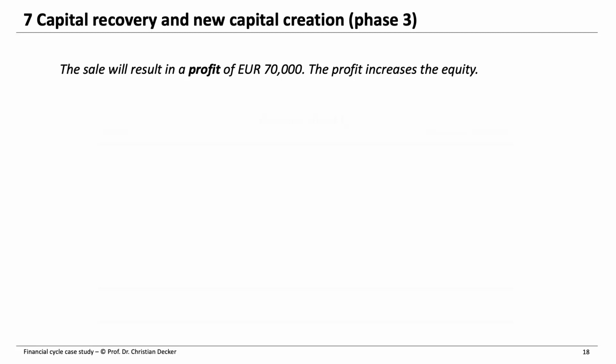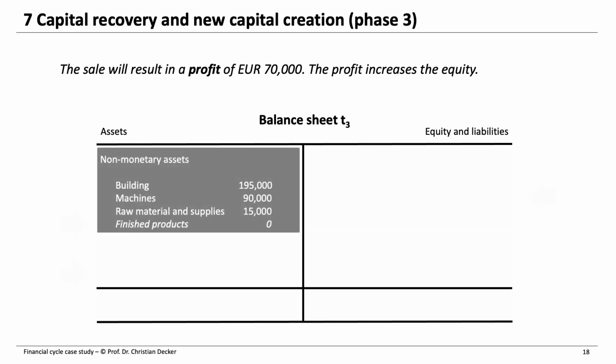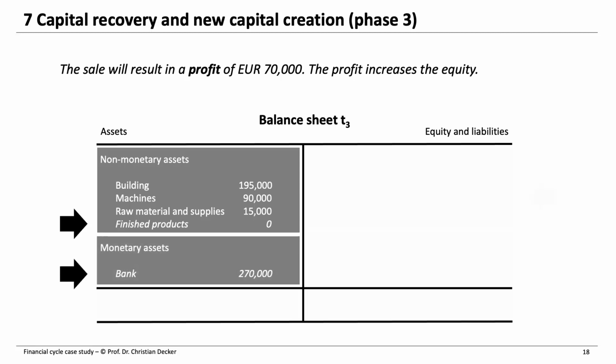The profit increases the equity. On the assets side of the balance sheet T3, the following picture emerges. The items buildings, machines, as well as raw materials and supplies show the balances already explained. The item finished goods decreases to 0 euro due to the complete sales of all products. The item bank increases from 20,000 euro by 250,000 euro to 270,000 euro.